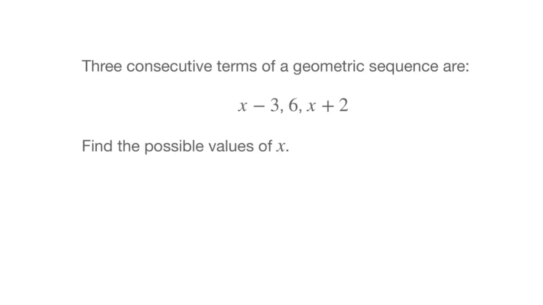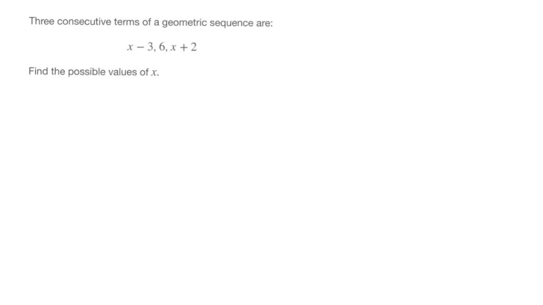So let's get started. We're told that three consecutive terms of a geometric sequence are x minus 3, 6, and x plus 2. And we're asked to find the possible values of x. Well, to get started, let me move this question to the side to make a bit of space, like so.